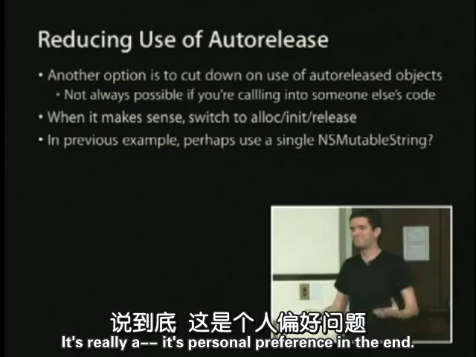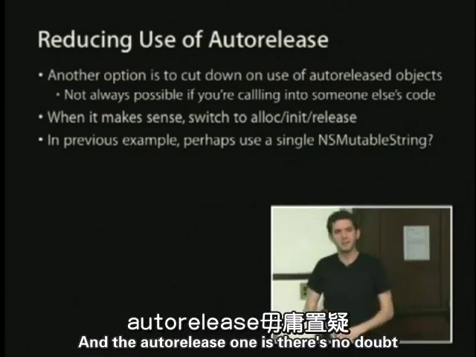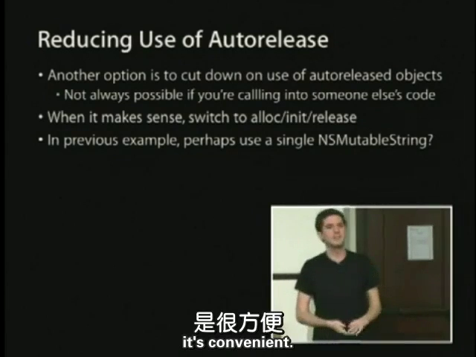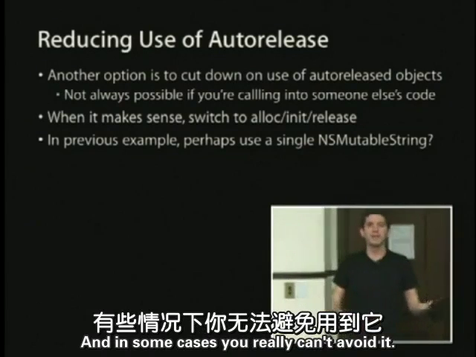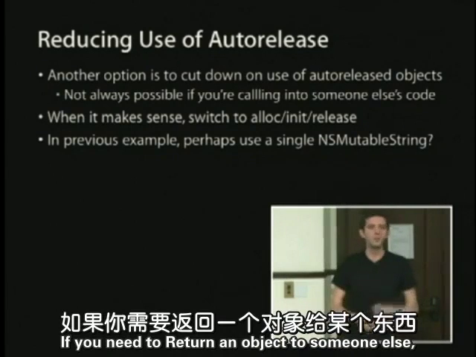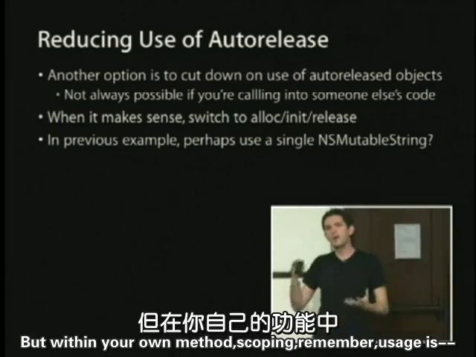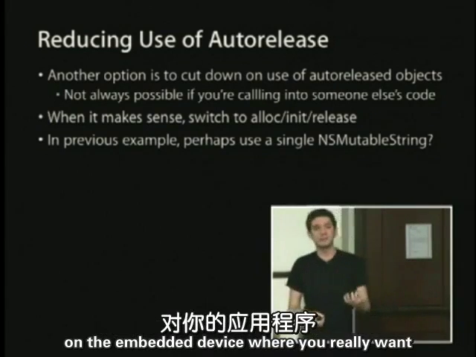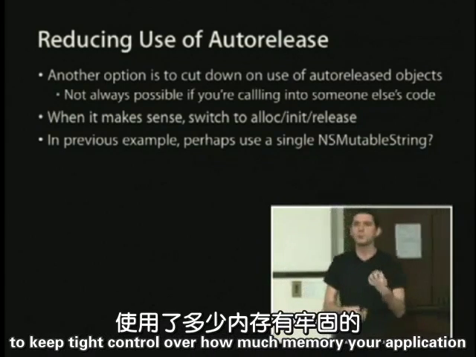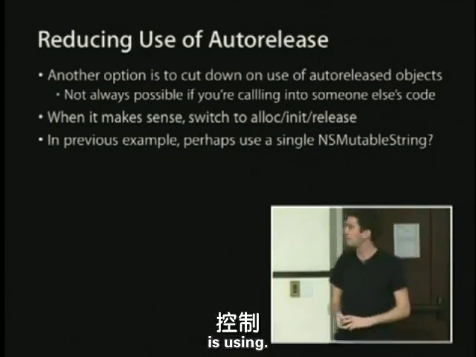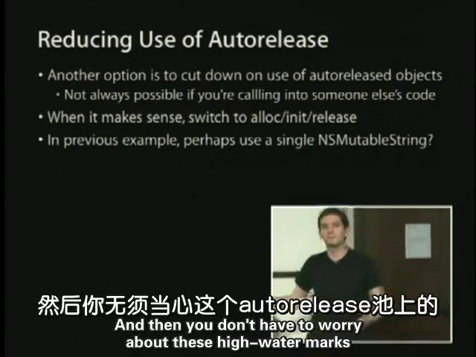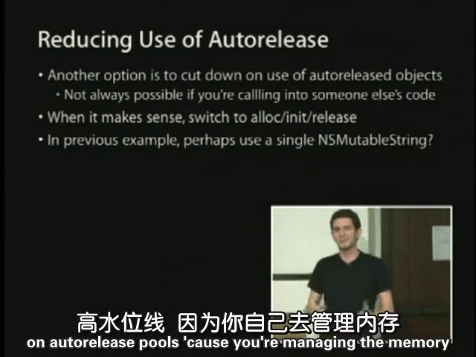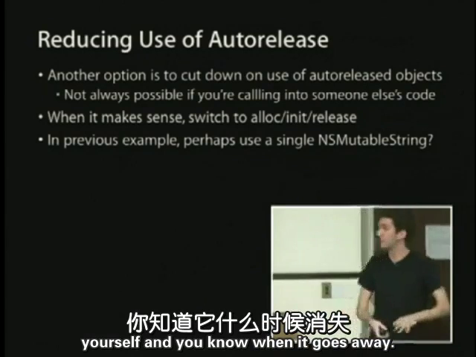It's really personal preference in the end, and with the auto-release one, there's no doubt it's convenient, and in some cases you really can't avoid it. If you need to return an object to someone else, you may have to do this, but within your own method, scoping your memory usage is a pretty good idea, especially on the embedded device where you really want to keep tight control over how much memory your application is using. And then you don't have to worry about these high water marks on auto-release pools because you're managing the memory yourself and you know when it goes away.